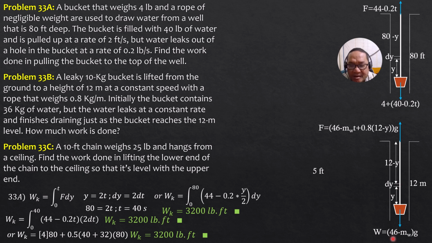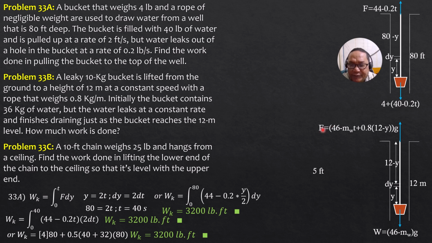So the total weight would be the mass of the bucket, which is 10 kilograms, plus initially the mass of water, which is 36. So all in all, that's 46 kilograms, minus the mass of water that is draining out of the bucket, then times G. Then the weight of the rope is equal to 0.8 kilogram per meter times Y, then times G also.